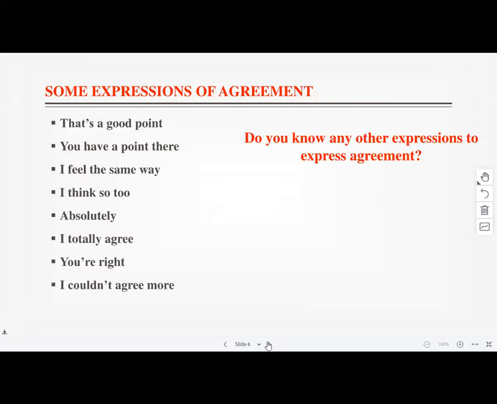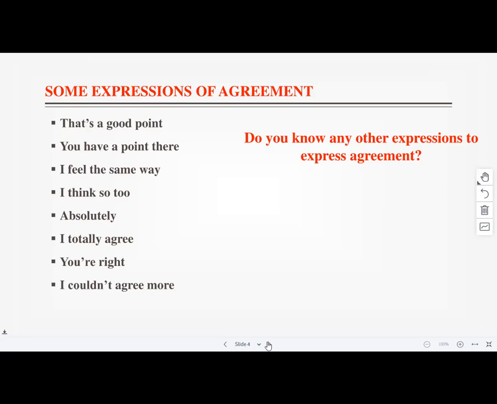Some expressions of agreement, for example, that's a good point. If somebody tells me, ma'am, we can talk about this and this is how we can talk about it, I can say, wow, that's a good point. Yeah, or you make a good point. So that is how I'm showing my agreement with them.